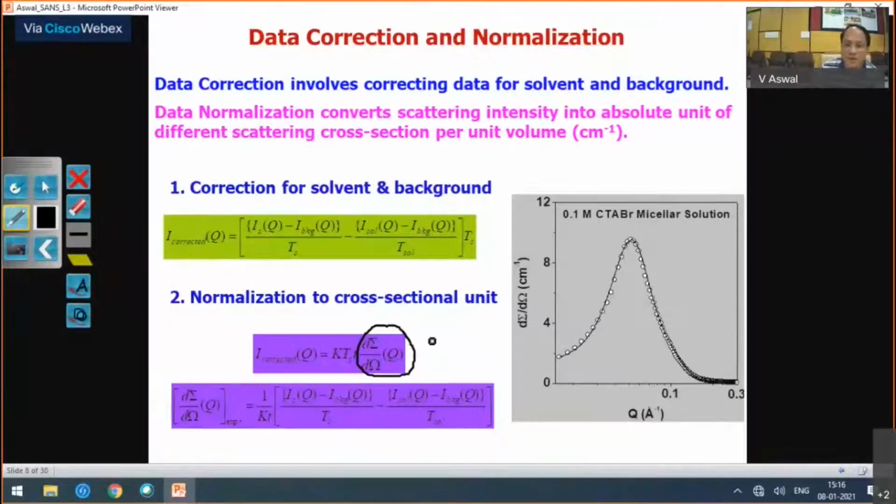If it is not matching, then it could be related to the resolution of the instrument. Because different instruments will be using different geometries, and that could lead to different resolution, and that could be leading to some differences in the differential scattering cross section you will be measuring. So from this, you put this value of I corrected, which comes from this equation, and then this is the final expression for the corrected and normalized scattering intensity.